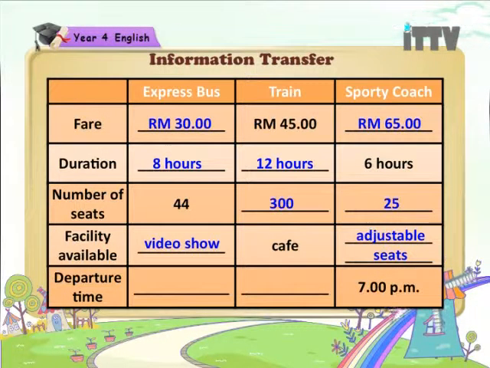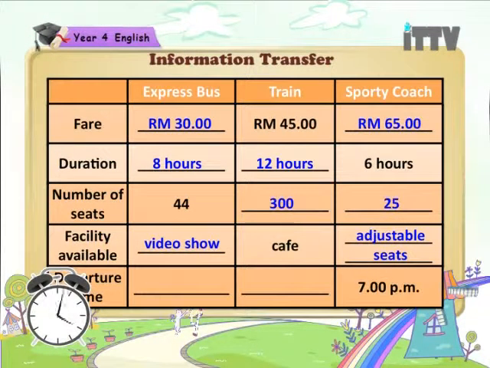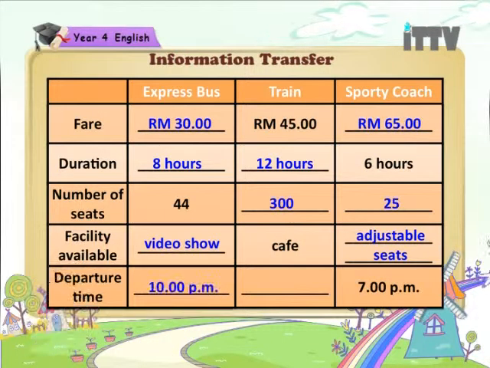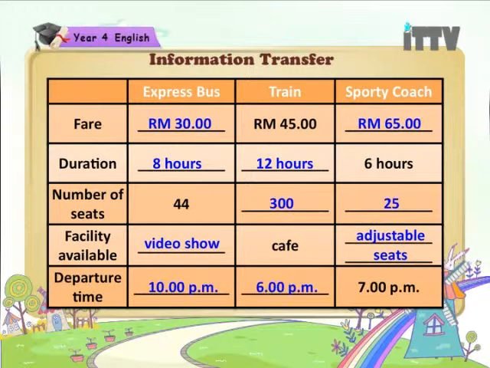Now to our last part of the table, the departure time. Now for the sporty coach, it leaves at 7 p.m. What about the express bus and the train? The express bus leaves at... Good, 10 p.m. And the train departs at... Very good, students, 6 p.m.